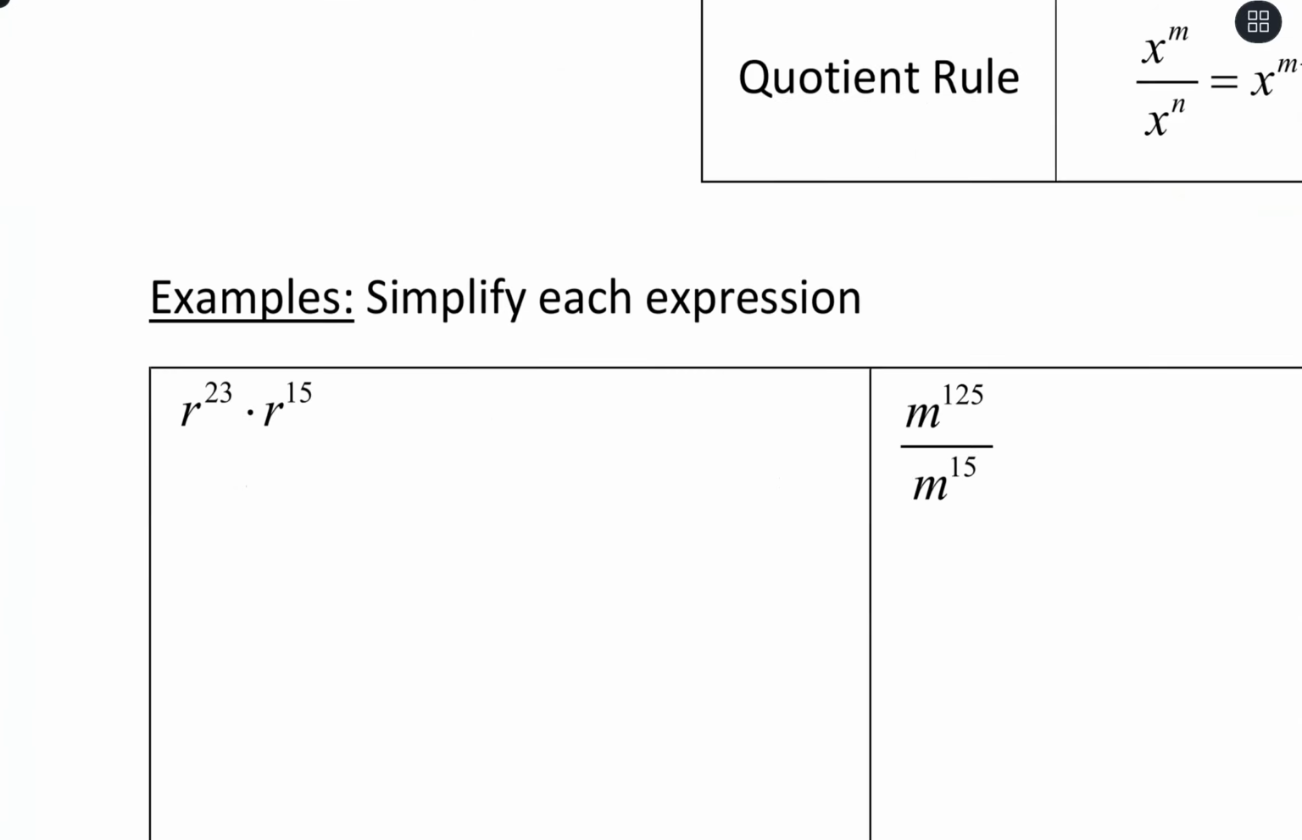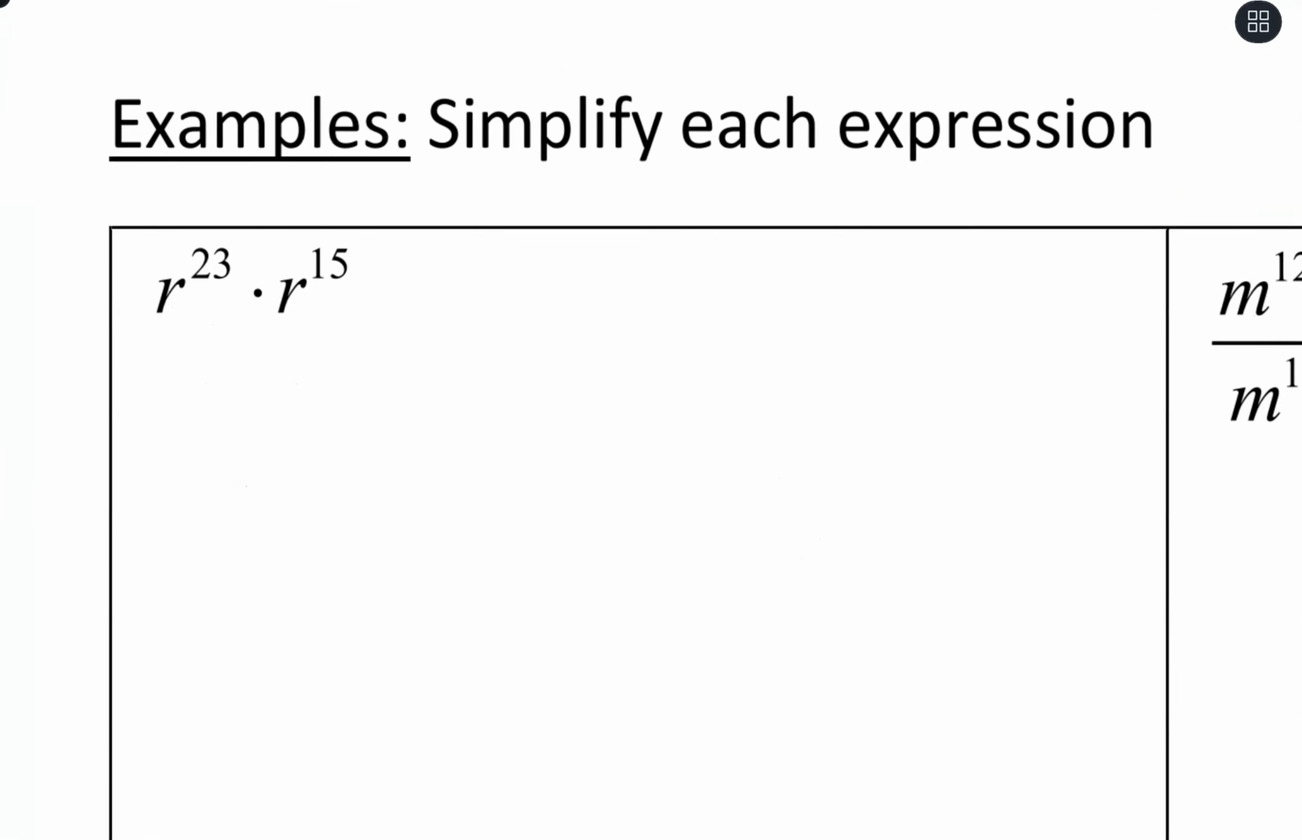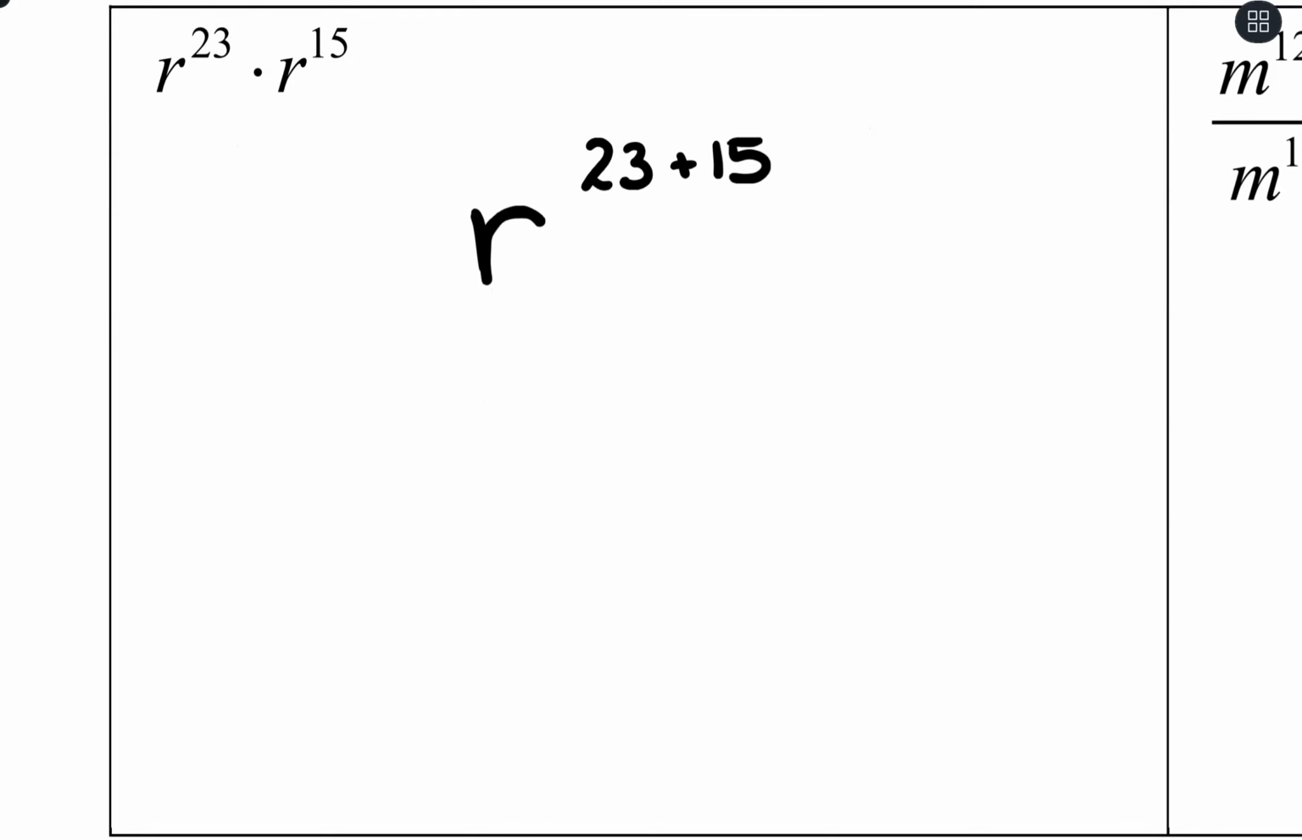Okay, so let's try this out. So here I have r to the 23rd times r to the 15th. First thing I need to make note of is that they have the same base, and because they have the same base of r, I can combine them into a single expression of r by adding those exponents together. So I have 23 of them times 15 of them, so altogether 23 plus 15, so we have r to the 38th power, and that would be our simplified expression.